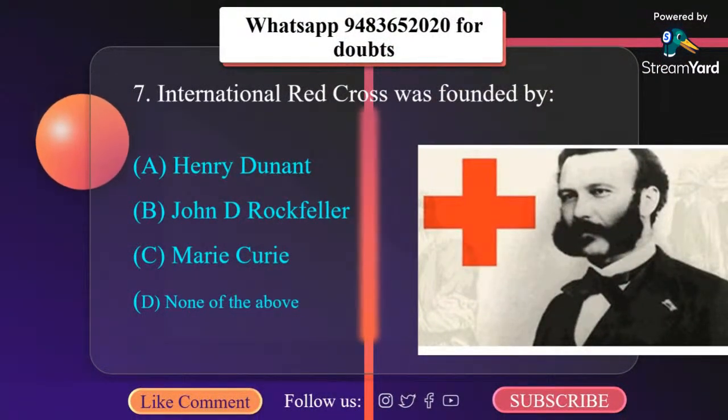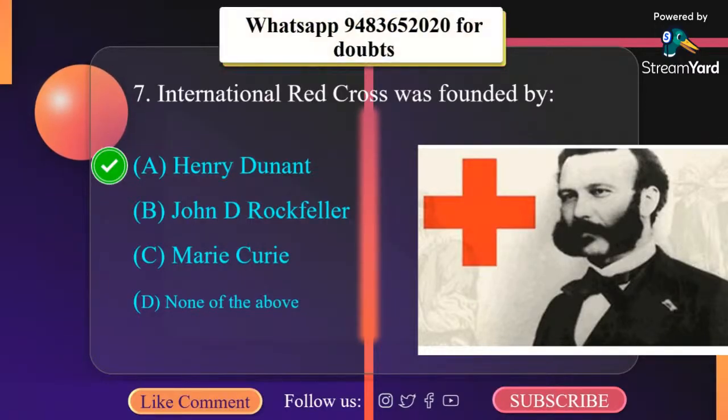International Red Cross was founded by A. Henry Dunant, B. John D. Rockefeller, C. Marie Curie, D. None of the above. It is Henry Dunant.